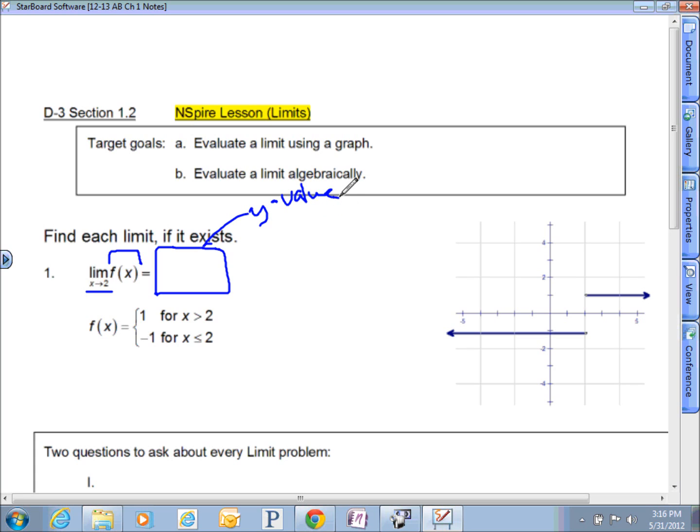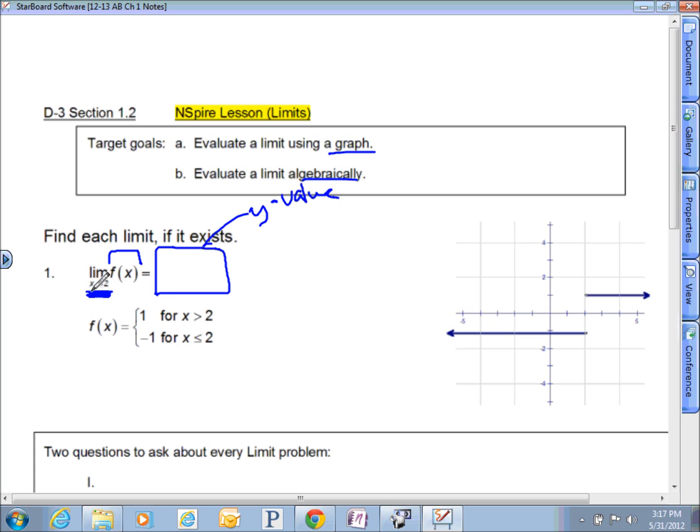So when we're trying to figure out these limits, whether we're doing them using graphs or using algebraic methods, the answers to limit questions are always y values. We're always talking about an x value getting close to some specific x value, and how that function is being affected, what the y values of that function are doing around that particular x value.